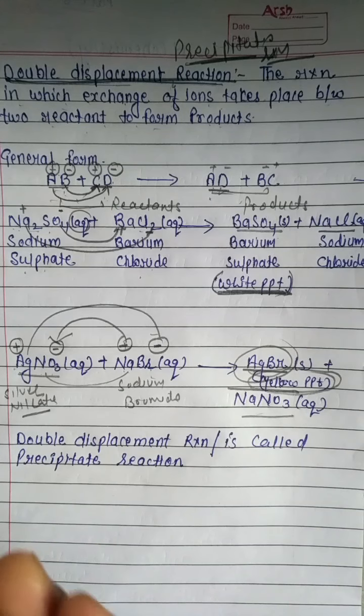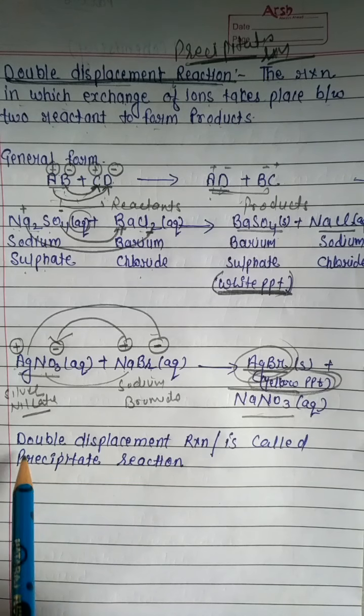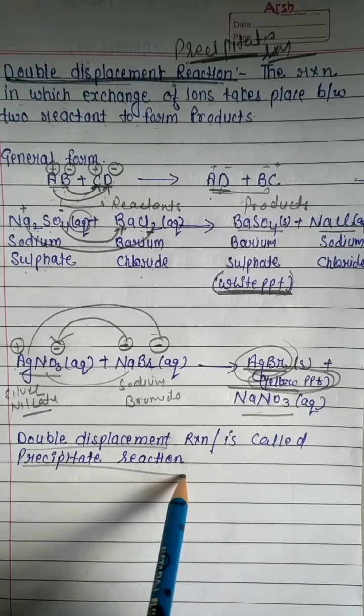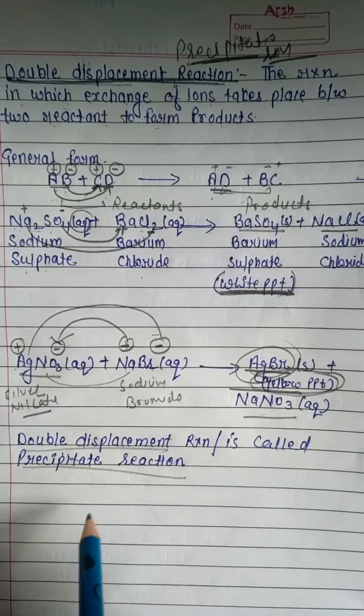We took two examples. In the first, a white precipitate of barium sulfate is formed. In the second, a yellow precipitate of silver bromide is formed. So that's why double displacement reaction is called a precipitation reaction. This is about the types of reactions.